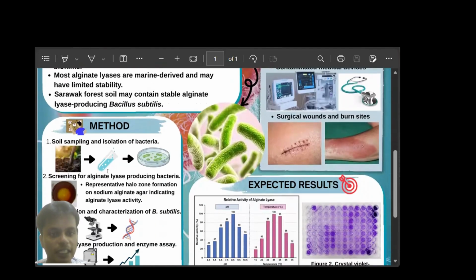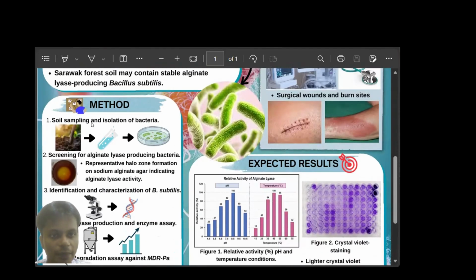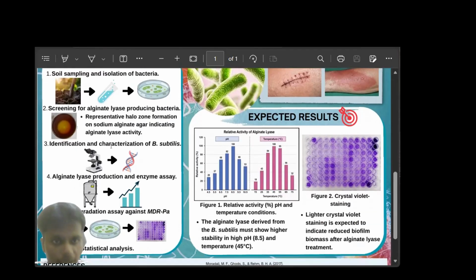Next, I will briefly explain the methods that can be seen here. The first method will be soil sampling, which will be done from the forest area surrounding UNIMAS. The soil samples will be diluted and grown on a culture medium agar. Then the colonies that grow on this agar that show Bacillus-like characteristics will be selected and purified.